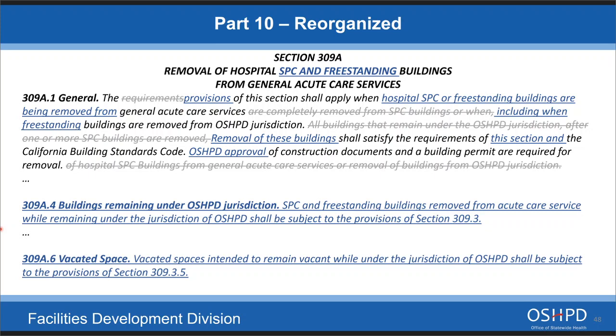So the provisions of this section shall apply to a hospital SPC freestanding building that is intended to be removed from a general acute care service. Removal of these buildings shall satisfy the requirements of this section and the California Building Standards Code. Okay, OSHPD approval is required and a building permit is required for this removal. And typically we see it come in as a series of projects to get to the final conformance documents.